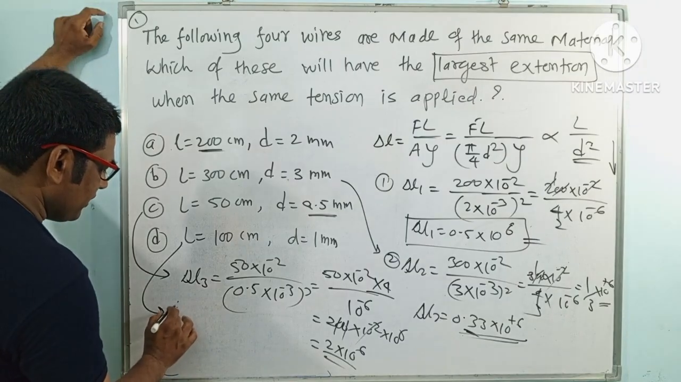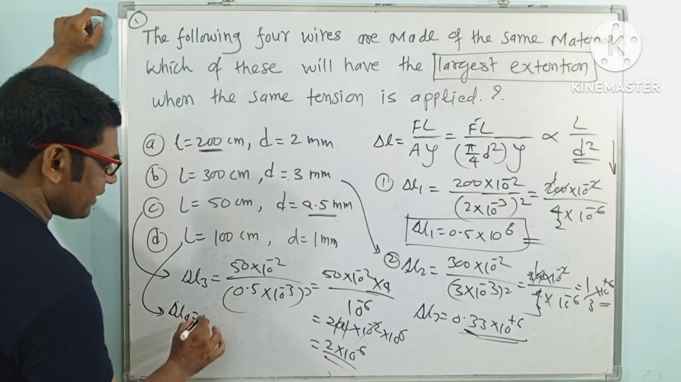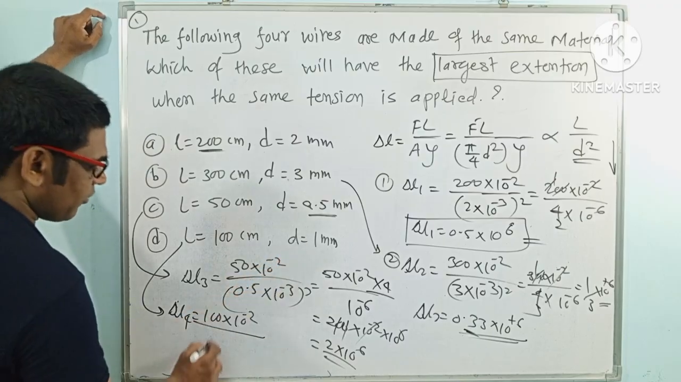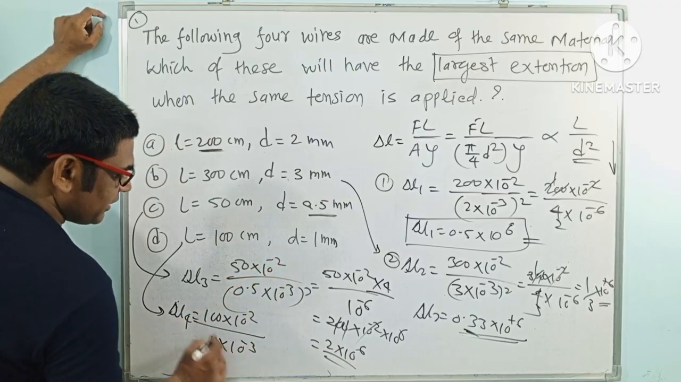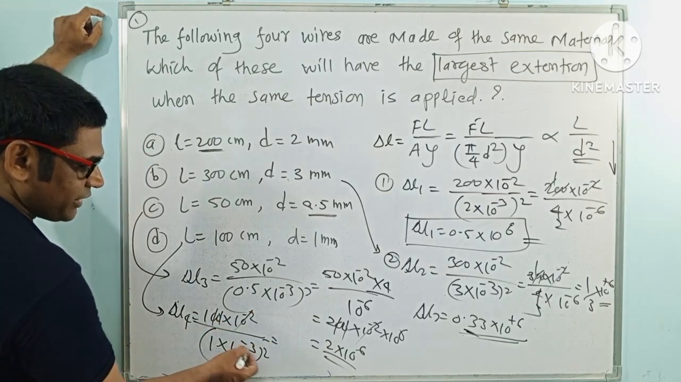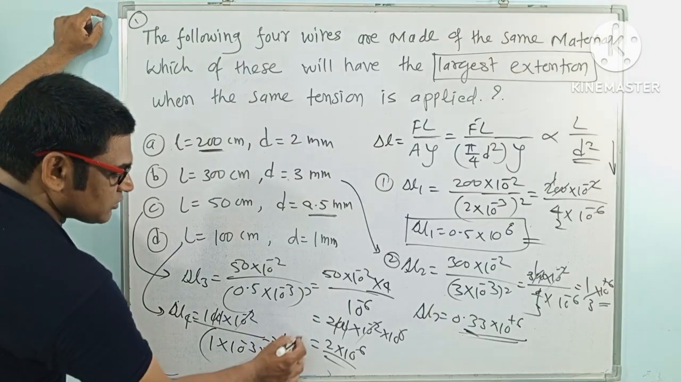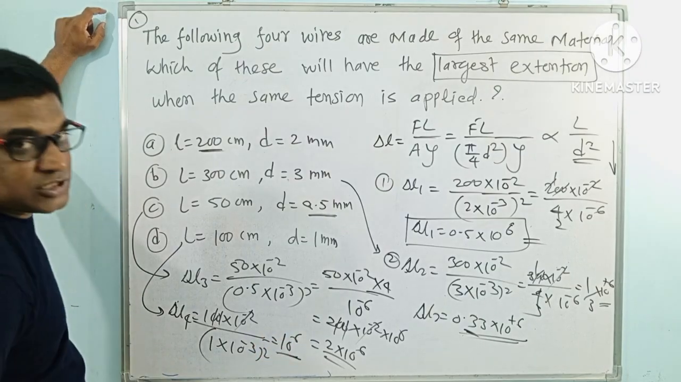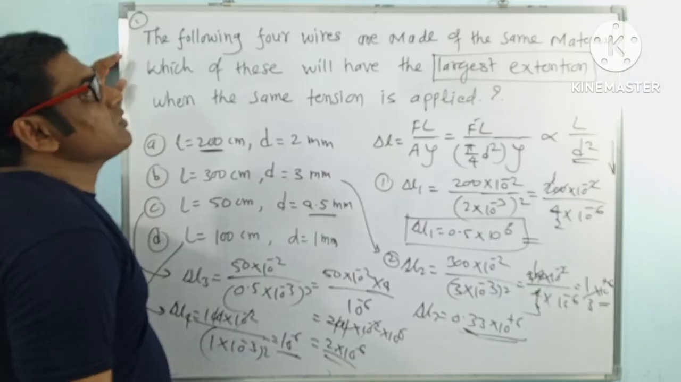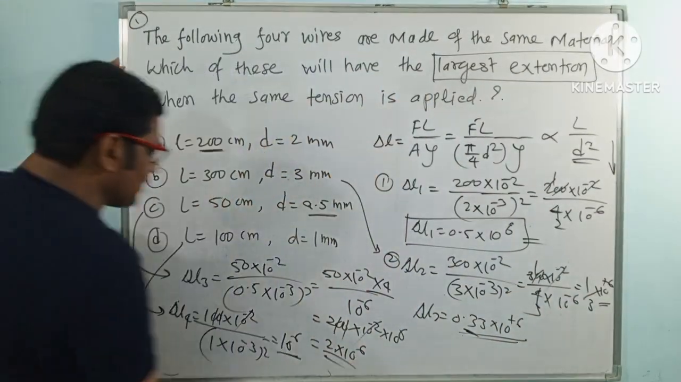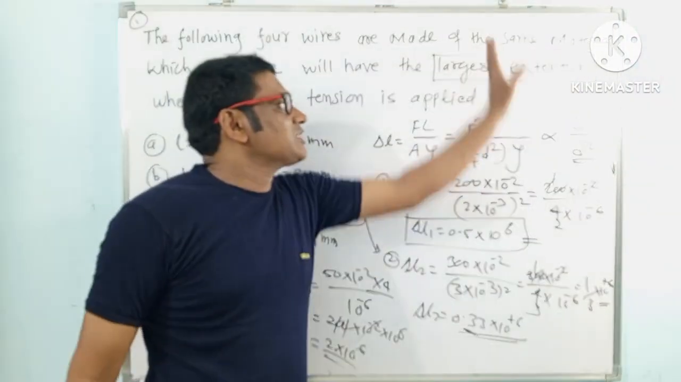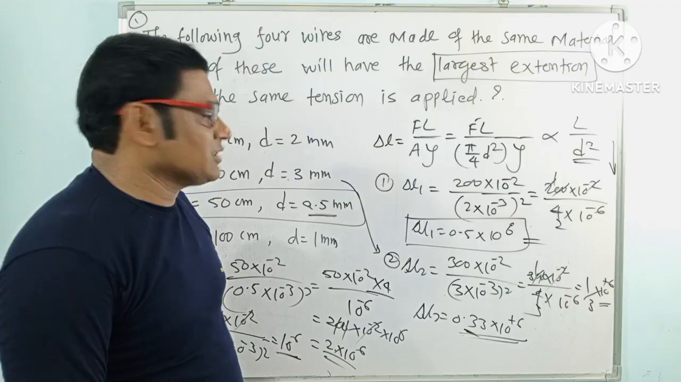See, the same way. Delta L4 is equal to what? 100 into 10 raised to minus 2 means this will become 1 divided by 1 into 10 raised to minus 3, its square. So this 2 gets cancelled. So 10 raised to minus 6 and this will be 10 raised to 6. So 1 into 10 raised to 6 you will get. 1, 2, and these are again very small. So the largest they are asking, which is the largest? Third option. So this combination will give you the largest elongation or extension in the material. Is that clear? Okay.